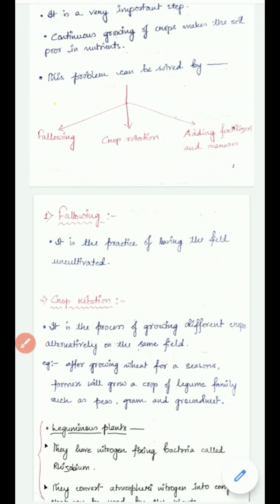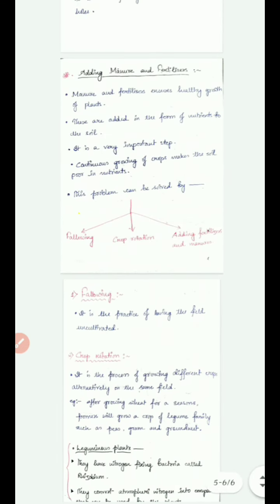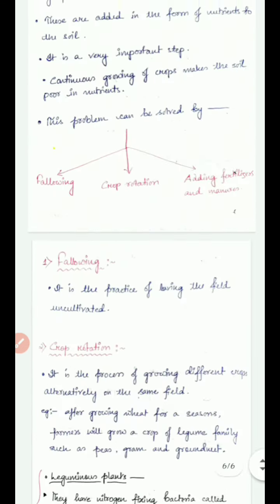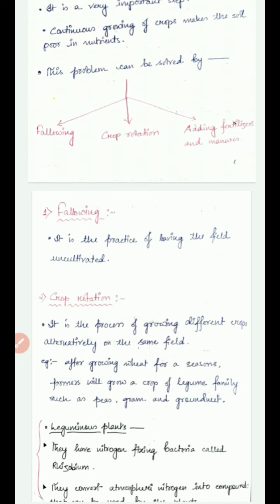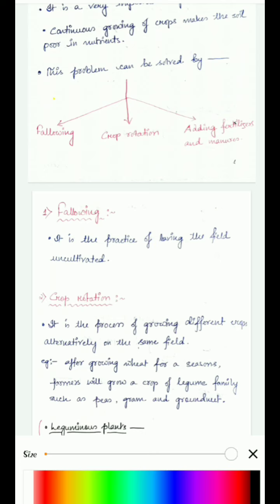Okay, so the next point is crop rotation. So what is crop rotation? In crop rotation, it is the process of growing crops alternately on the same field. So suppose in one season you have cultivated rice in this land. Okay, so in the same field you will grow a different crop. So in the first season you grew a rice plant.